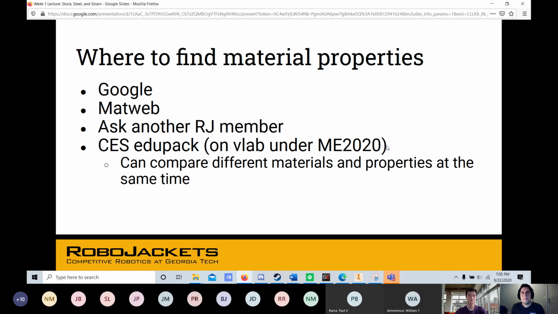The other piece of software that you can use, and this is in VLab under ME 2020, is something called CES EduPack. What's really nice about CES EduPack, as opposed to MatWeb, is that it is another database of materials, but you can actually use it to plot different materials for different properties. Let's say you plot Young's modulus versus yield strength for all the materials you have available in your database, just so you can choose some of them out for the application that you're working on, right? That's a super, super helpful one. I highly recommend you guys look into that one. It's a fun one.